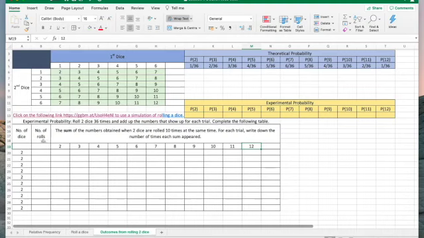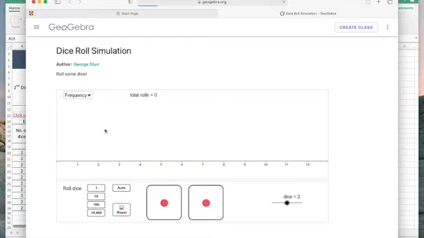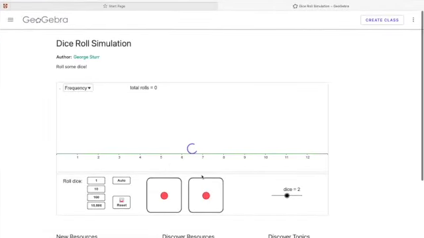So we're going to do an experiment now. Let's go to our GeoGebra where we can roll our dice. I need 2 dice, so that's fine. And I'll do this 36 times. I think I'll do it just one at a time until I get to 36. That might take a bit long.